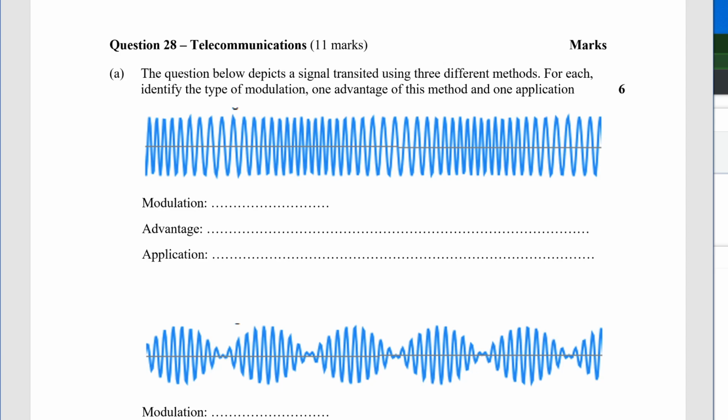The advantage of frequency modulation is that it's not affected by electrical spikes, and it can have better quality audio. So if you write advantage, better quality audio. An application: transmission of analog radio and analog TV signals. These days we don't really have any analog TV, but FM is still used for commercial radio.